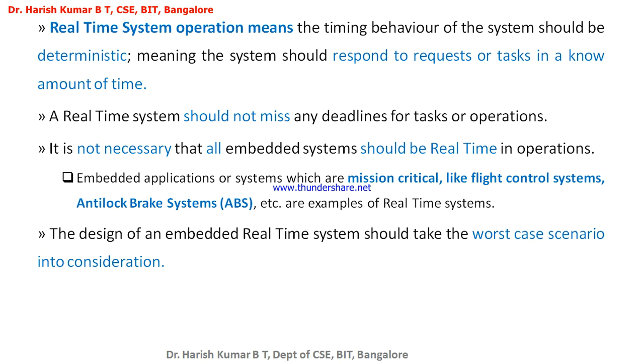And it is not necessary that all embedded systems should be real time. There are a few embedded systems which should behave in real time. For example, there are some embedded systems which are called mission critical systems. For example, flight control systems and ABS, anti-lock brake systems, which are used in automobiles, are examples of real-time systems. That means in all these systems, delays are not entertained. The task should be performed within the designated time period. So that is what a real-time system is.